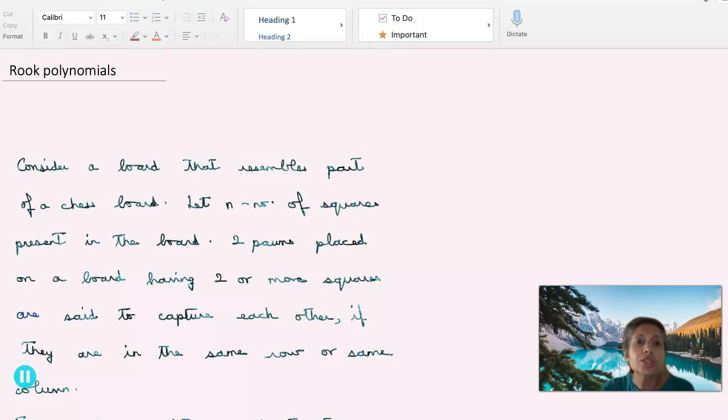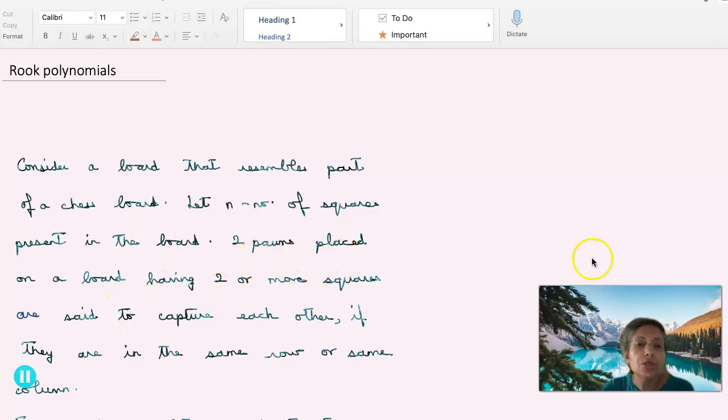So this is an introduction to Rook polynomials. You learn what Rook polynomials are here and how to calculate the basic Rook polynomials. Consider a board that resembles part of a chessboard, and let n be the number of squares present in the board. So what is n? The total number of squares in the board.